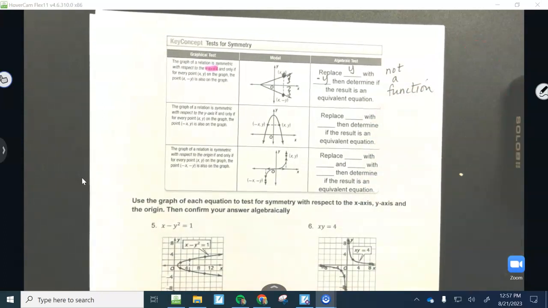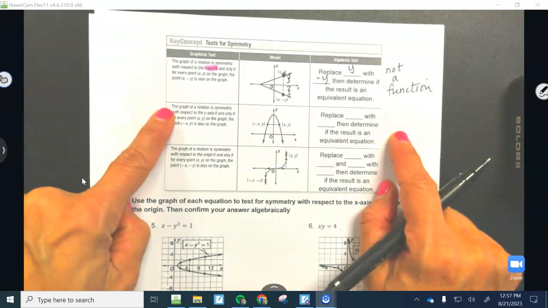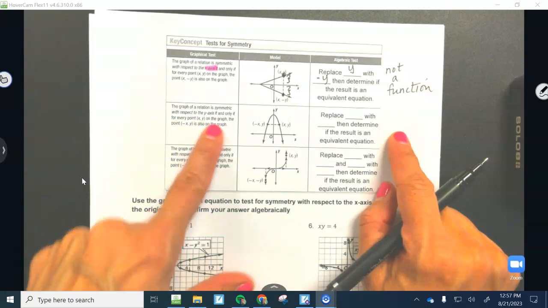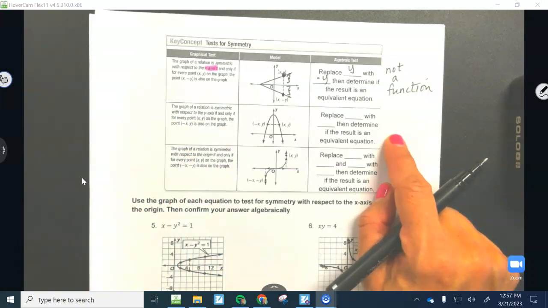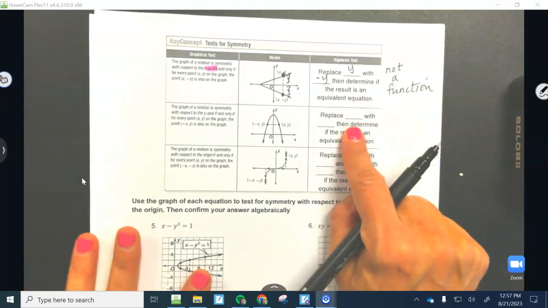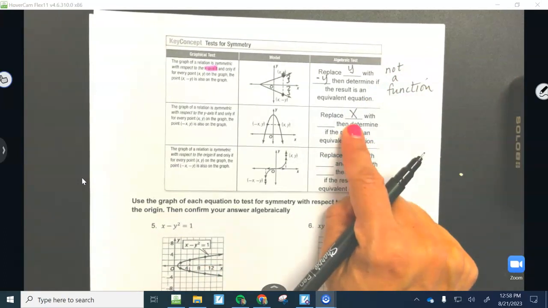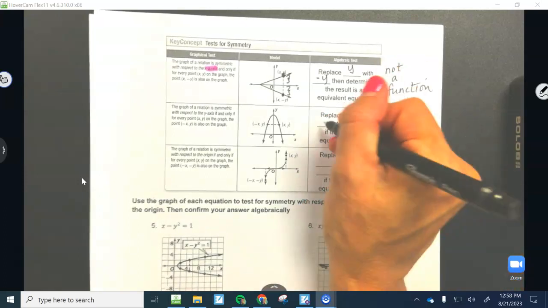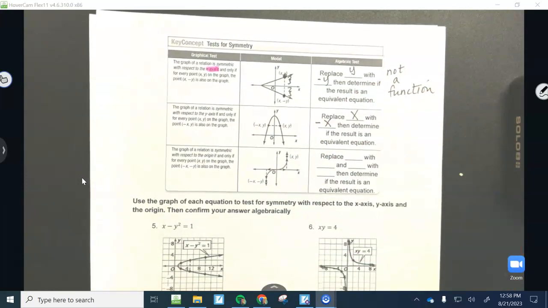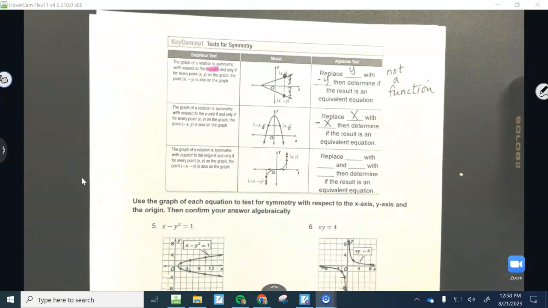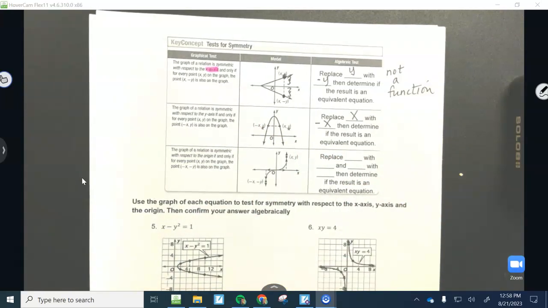All right, let's look at this column. The graph of a relation is symmetric with respect to the y-axis if and only if for every point x, y on the graph, the point negative x, y is also on the graph. What this means, guys, look at this column. I'm going to start here. We're going to replace the original input with the exact opposite input. If we end up with the same output, it is symmetrical about the y-axis.